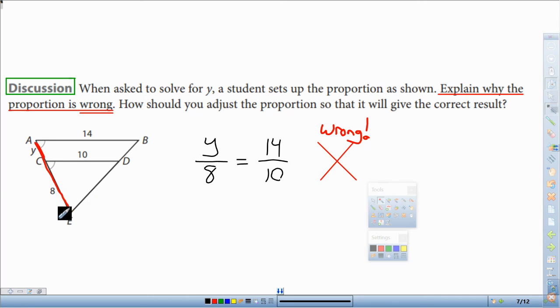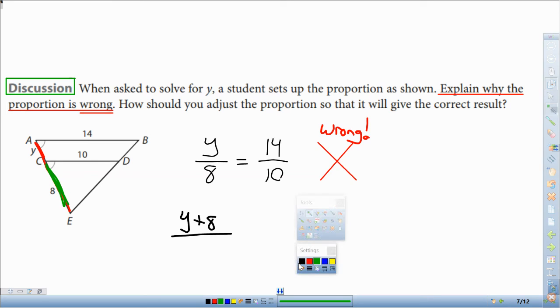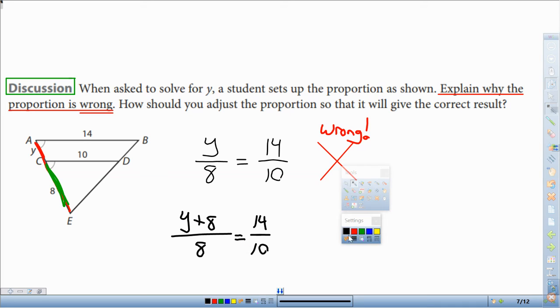This side length here would be y plus 8, over the corresponding side of this triangle, which is still 8. That's still looking good. Which is equal to the ratio of these corresponding sides, which again worked, 14 over 10. That looks good. So this is a really tricky thing. You can run into this problem. So in your notes, go ahead and show that this is the correct way.